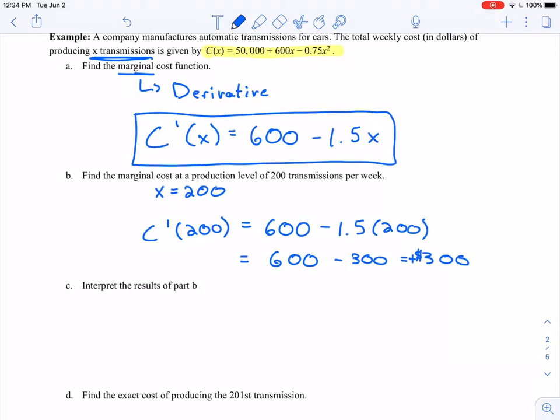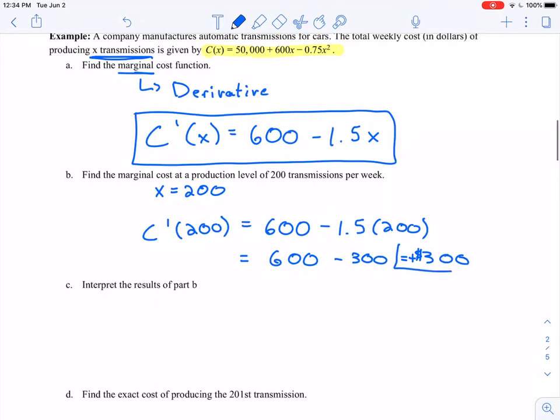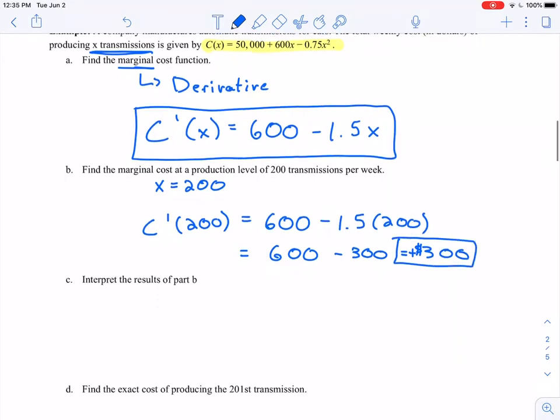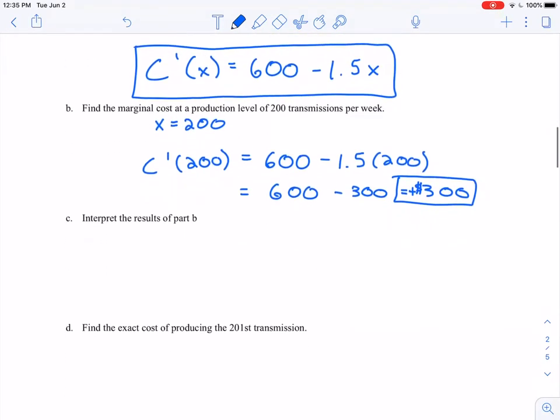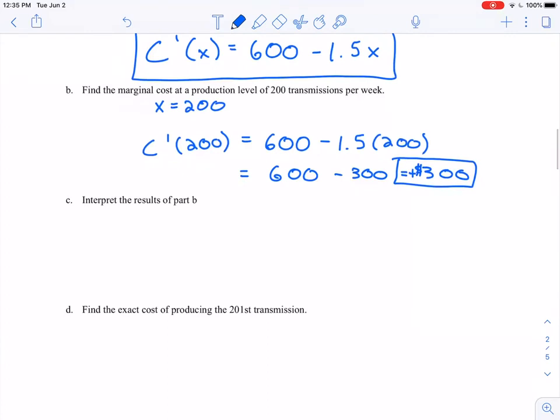$300. Because when I get to the next part right here, part C just says interpret the results of part B. So I want to be able to talk about, well, what does this $300 actually mean? So I want to be able to interpret, what does C prime of 200 equals a positive $300 actually tell us here? So let's go ahead and interpret it.